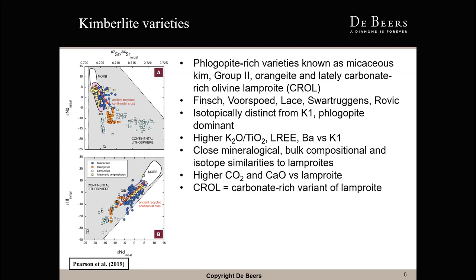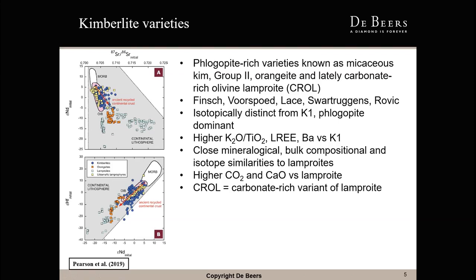The isotope signature is definitely much more enriched. If you look on these diagrams over here, you'll see these rocks trending away. Those are the lamproites in light blue, and then the orangeites or Group 2s in orange. So enriched signatures are to the bottom and to the bottom right in isotope space.